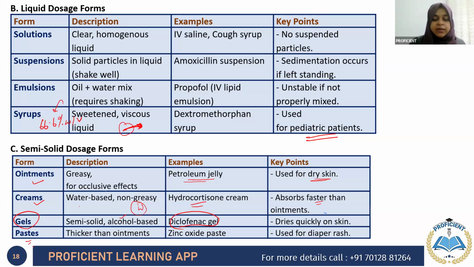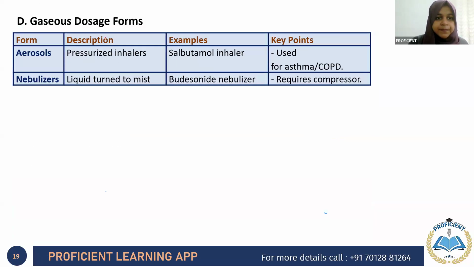Then you have paste. What is the difference between paste and ointment? Ointment has a lower amount of medicament, whereas paste has a higher amount. That's why it is thicker. An example is zinc oxide paste. Clear? And finally, gaseous dosage forms.